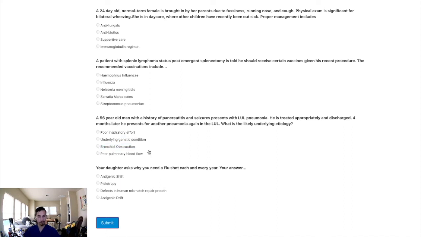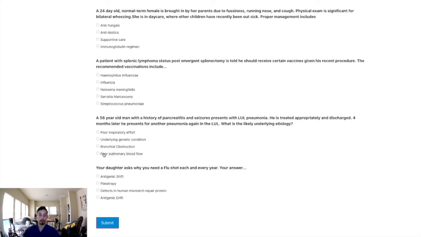Bronchial obstruction, so that's interesting. They don't really say what's obstructing the bronchioles. Is it a tumor? Is it a granulomatous process? We don't really know what, but bronchial obstruction in theory makes sense if you have poor airflow and atelectasis, and it could be a breeding ground for bacteria.